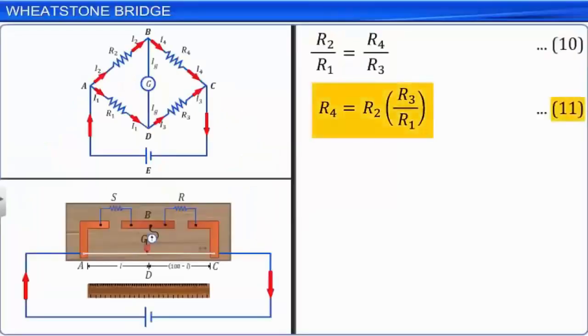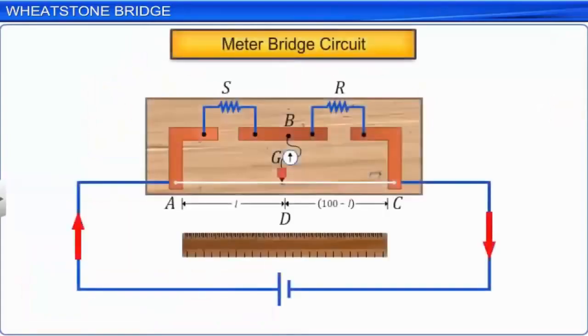Equation 11 is used in a practical circuit, which is called the meter bridge. The schematic diagram of a meter bridge is as shown. A meter bridge consists of a 1 meter long standard resistance wire of uniform cross-section held taut between 2 ends of a metallic strip bent at right angles at the ends, placed alongside a meter scale.